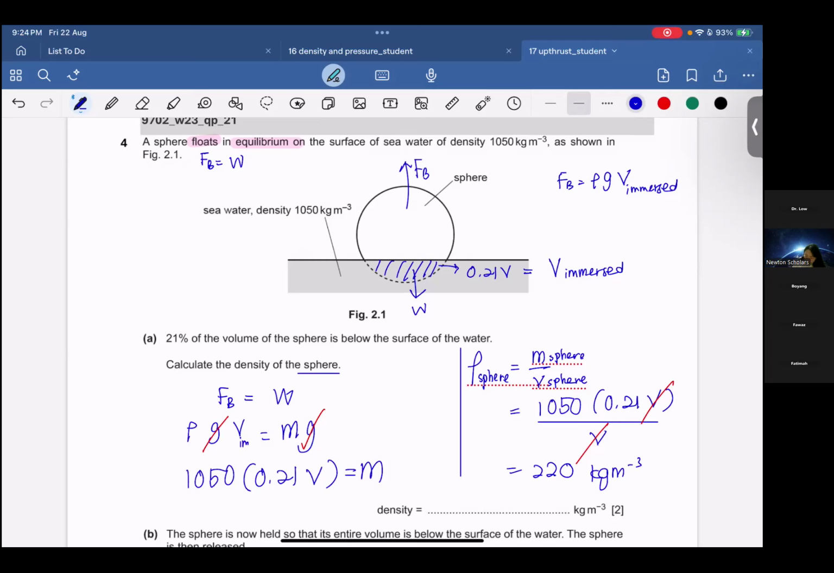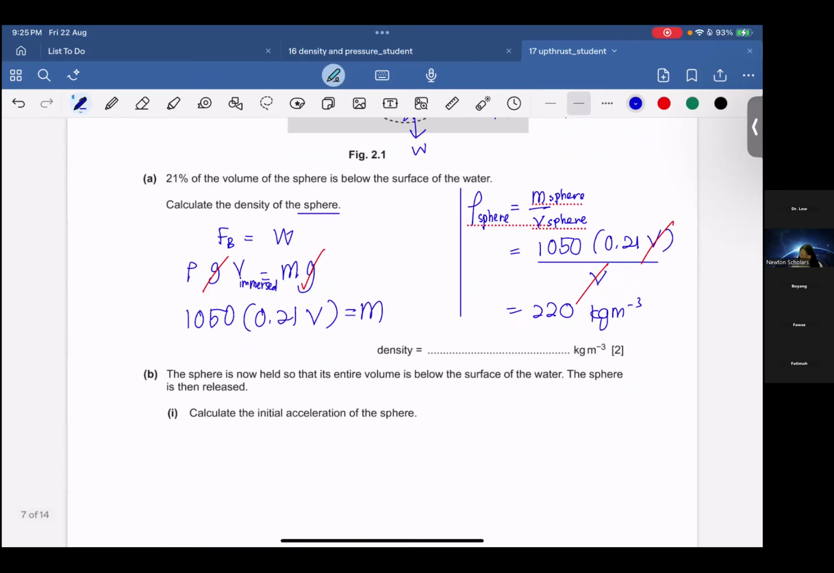This is the immersed part. The volume that the object immersed should be 0.21 volume. Oh, you round to 221, that means three significant figures, no problems. 2 to 3. But most of the time, the answer scheme is two significant figures. That's why I always ask you to round to two significant figures. 2 to 3, no problems.